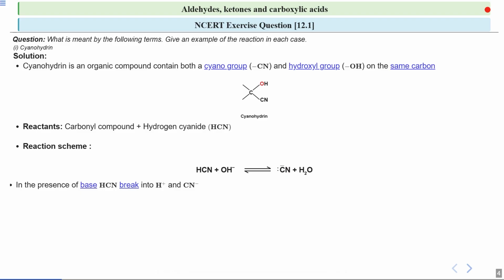Now what happens in this reaction? A base is often used to help the hydrogen cyanide break apart into H plus and CN minus ions. Okay, so the CN minus ion is what actually attacks the carbonyl carbon, which leads to the formation of cyanohydrin.